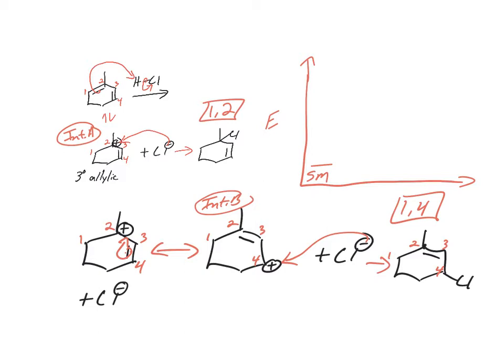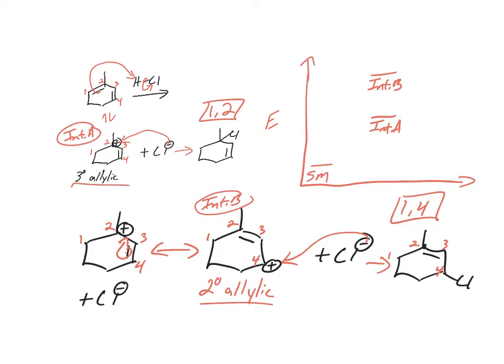Which intermediate is more stable, A or B? A, so that would be lower. So we'll put intermediate A here, and that means intermediate B is higher in energy. We said that because this is secondary and allylic, right? Versus tertiary and allylic.